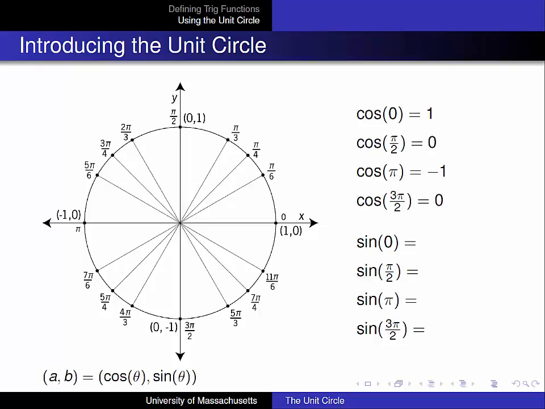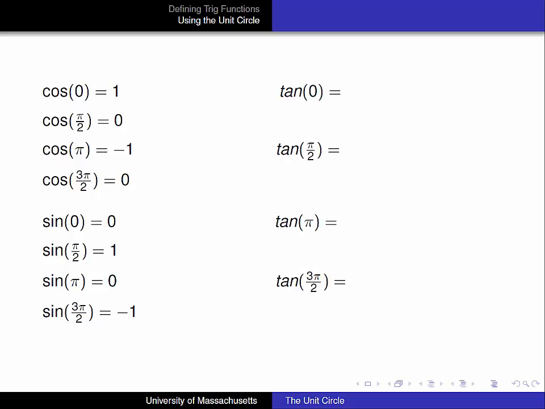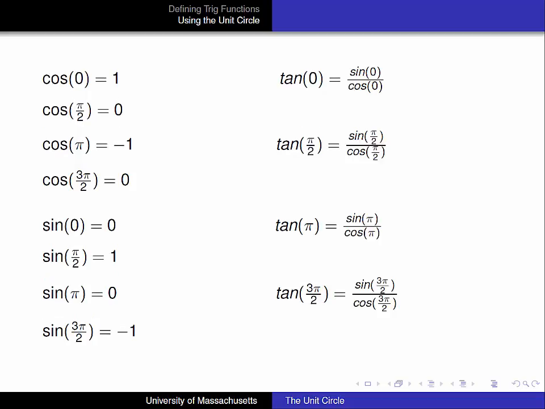Now for sine, we're going to be focusing on the second coordinate. So sine of 0 is 0, sine of pi over 2 is 1, sine of pi is 0, and sine of 3 pi over 2 is -1. Now, you might be wondering, what about tangent? Well, we saw before that tangent is the same as sine over cosine. So if we're interested in finding these 4 values of tangent, we know that each of them is just the same as sine divided by cosine.